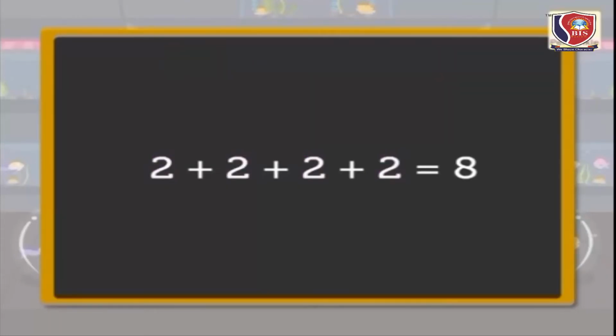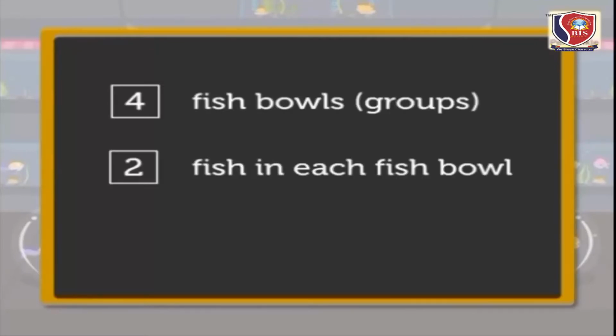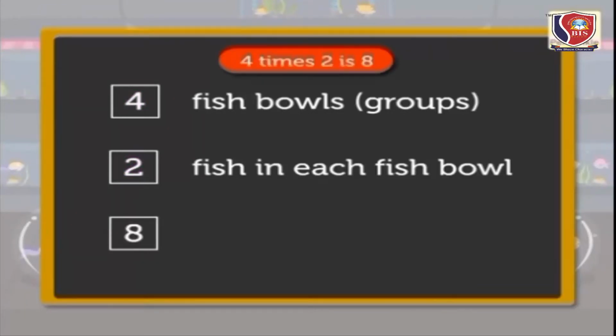Multiplication is repeated addition. We can do this multiplication operation in an easier way. Let's see how. There are 4 fish bowls. Each bowl has 2 fish in it. Now, 4 times 2 is 8. So, there are 8 fish in all.